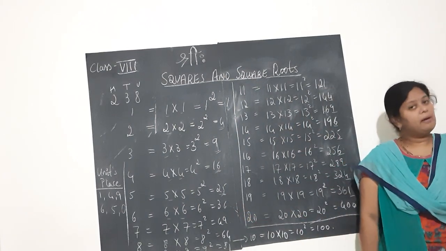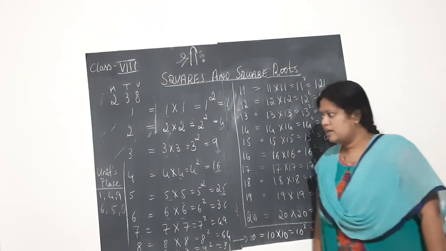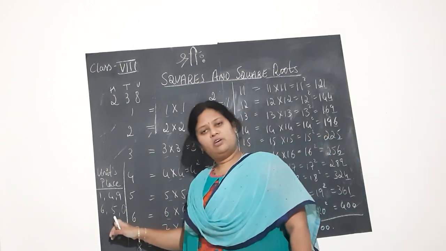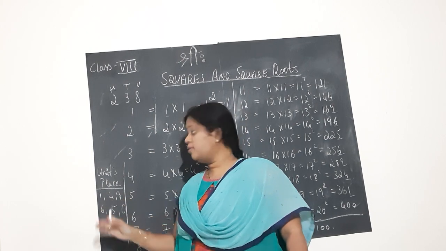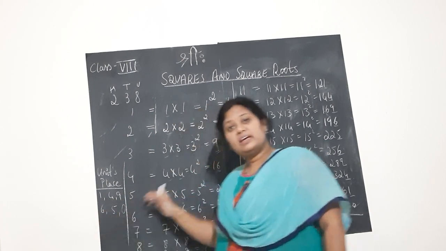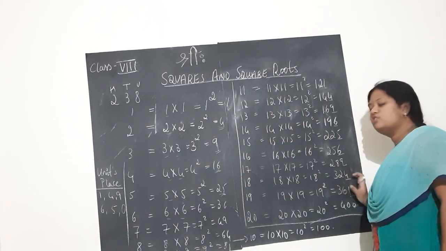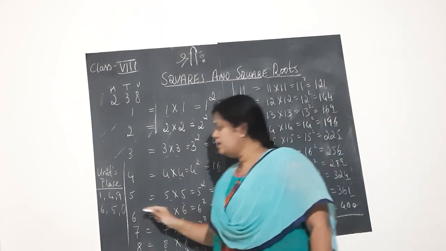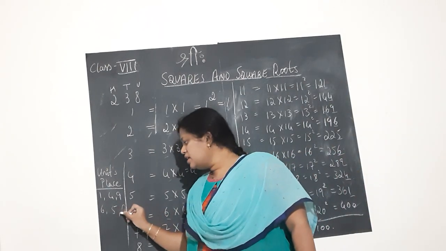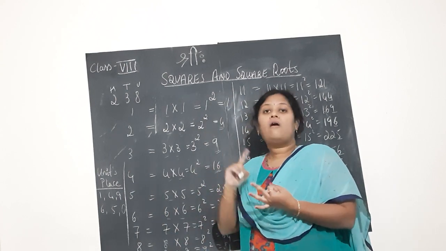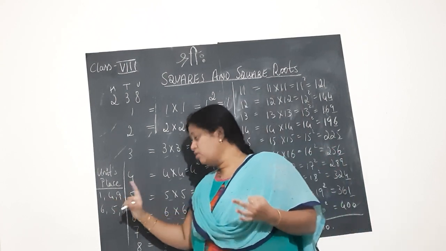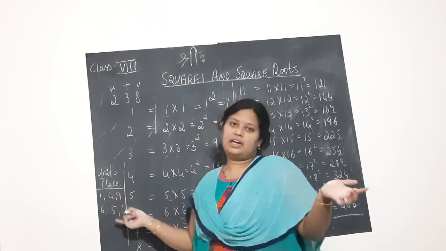If you observe the numbers in the units place carefully, they are ending with 0, 1, 4, 5, 6 or 9. How did I get these numbers? By picking the numbers in the units place of the square numbers. When I do so, the perfect squares are ending with 0, or 1, or 4, or 5, or 6, or 9.